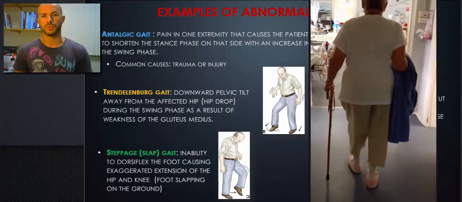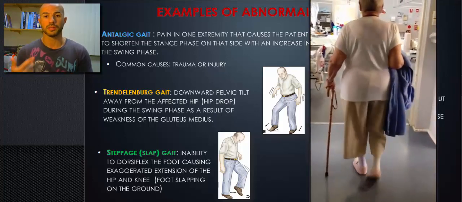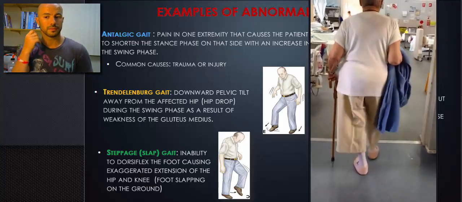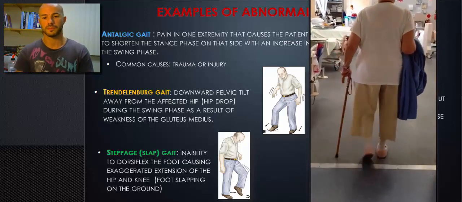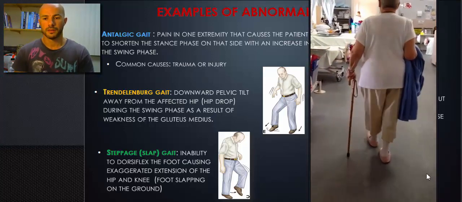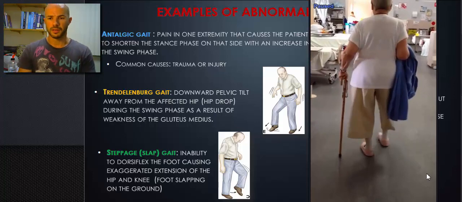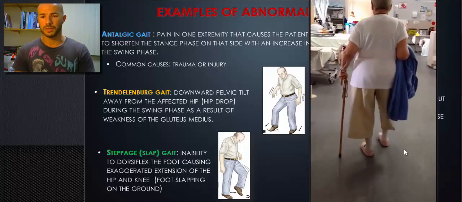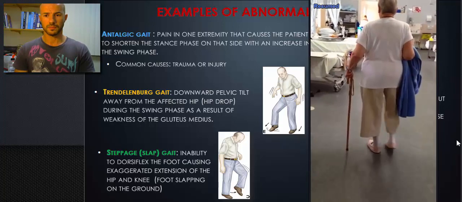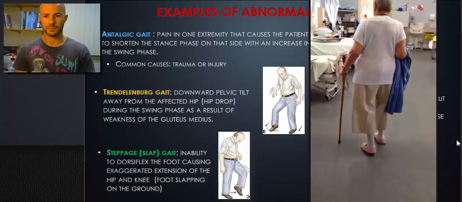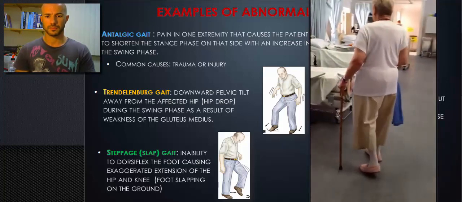You can see on the right side that the hip is dropping during the swing phase. That's also a pretty common kind of gait amongst the seniors. The antalgic gait happens to all of us at some point in our lives when we have some sort of pain in our limbs, and we have to compensate with a shorter stride during the swing phase.